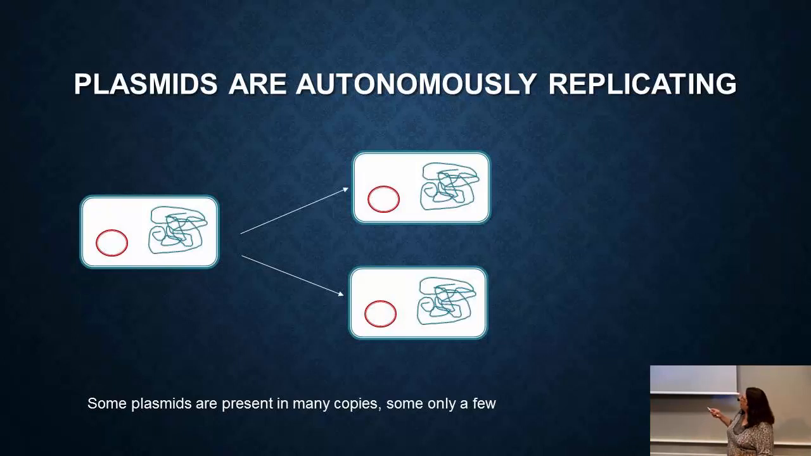Some plasmids have only one copy of the plasmid per cell, and some plasmids have lots and lots of copies. They could have 100 copies in the cell. They're usually smaller than I've drawn here, but yeah. So plasmids are replicating alongside the chromosome, which is why they keep them. Because otherwise, if this cell divided, one cell wouldn't get one.